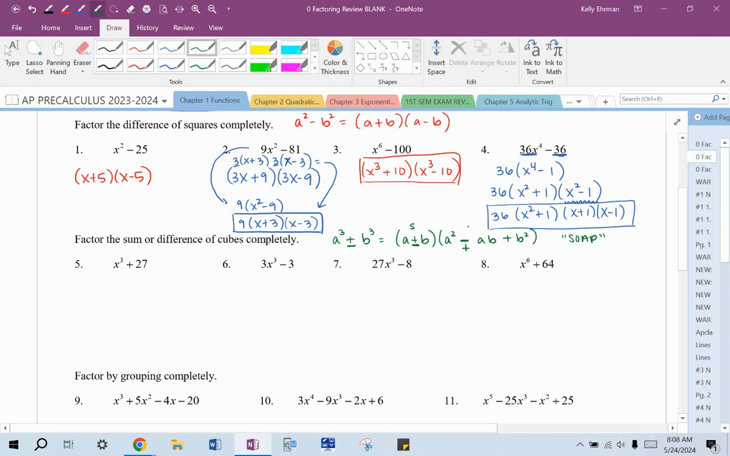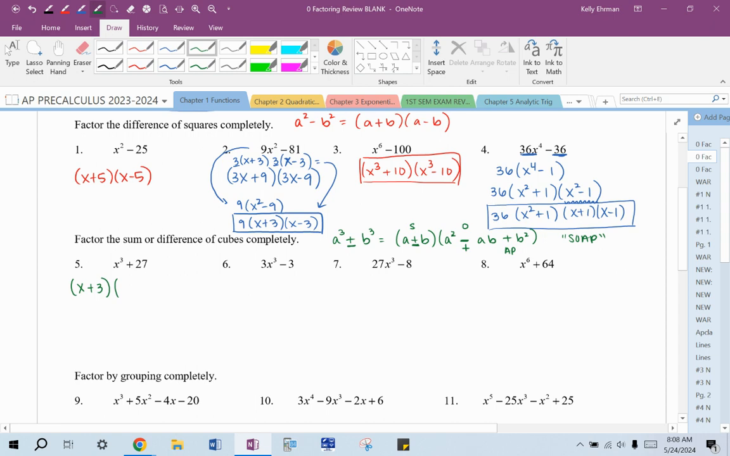The second sign is the opposite of what you just wrote down, and the last sign is always positive. SOAP. All right, so let's translate that to these problems. So still look for a GCF. There's not a greatest common factor on number 5. So the cube root of x cubed is x. The cube root of 27 is 3. So it's x plus 3.